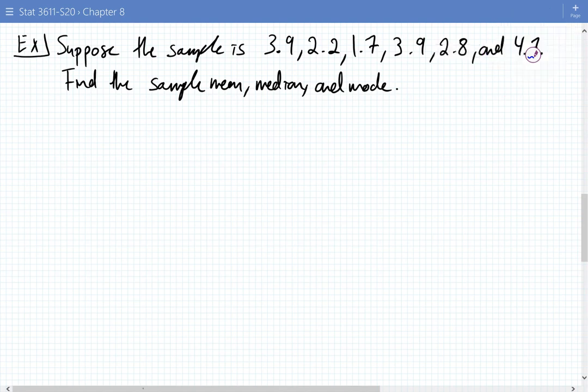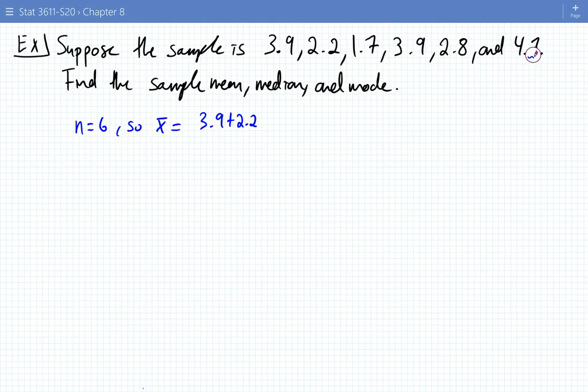Starting off with the mean, let's take a look at what we have here. So far we have a sample of, what do we got? 1, 2, 3, 4, 5, 6. N is equal to 6 in this case. So x bar is equal to the sum of all of these divided by 6. So that is 3.9 plus 2.2 plus 1.7 plus 3.9 plus 2.8 plus 4.7 all over 6. So we run that through a calculator.